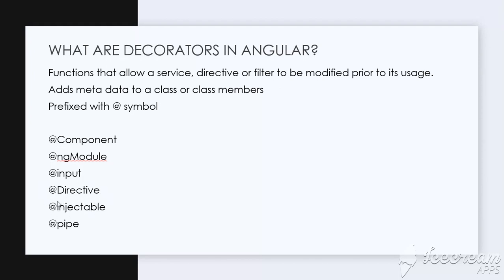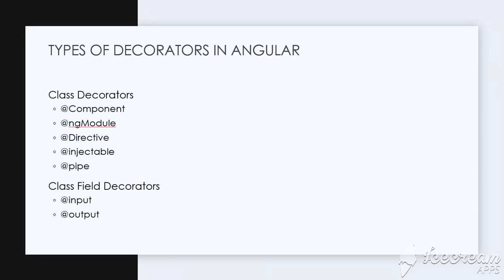You can use decorators with a directive, so you can use @Directive. When you are using dependency injection, you can just write @Injectable in your class, and then you can use dependency injection, or @Pipe before a filter. So these are different decorators in Angular, and that's what decorators are. So let's go to the next question.